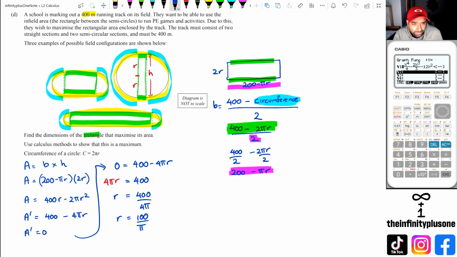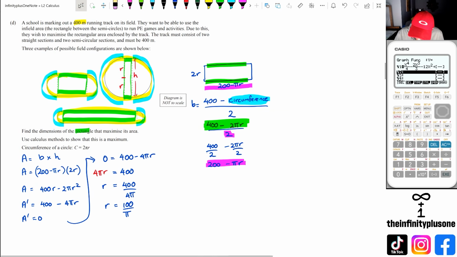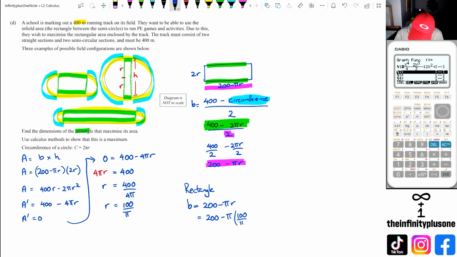Now I need to find the dimensions of the rectangle, so I've got to find the base and the height. For the rectangle, base is equal to 200 minus pi r, so I'm going to get 200 minus pi times 100 over pi, which means I'm going to get 200 minus 100.